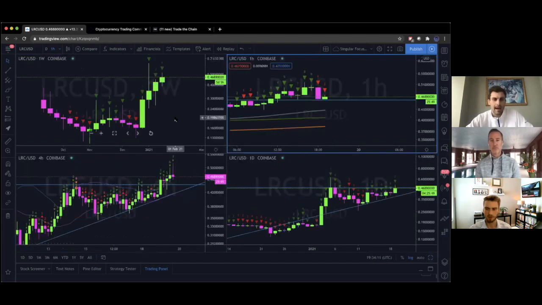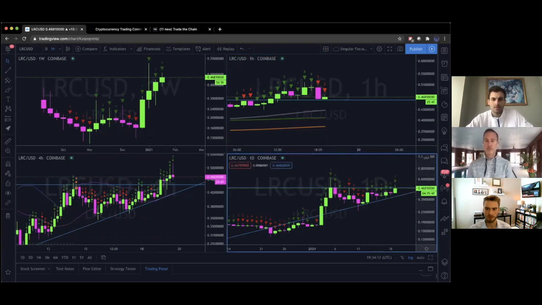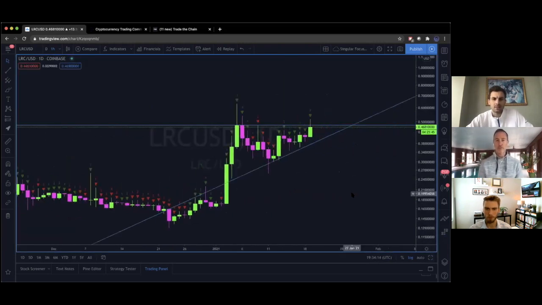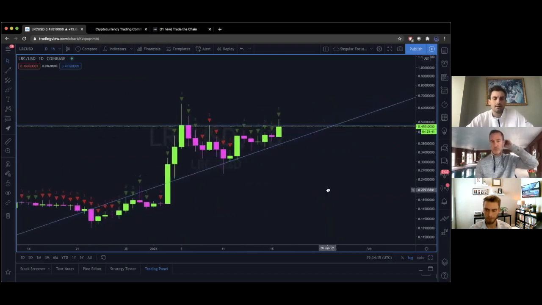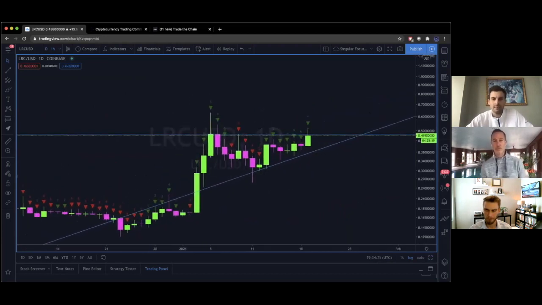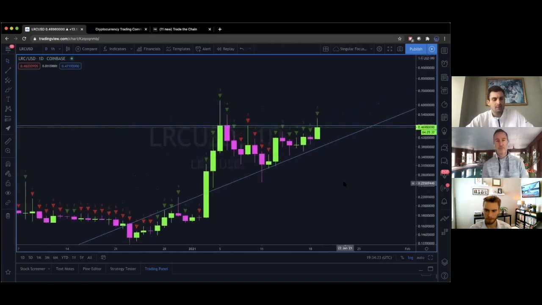Now, if we look at some longer time frames, on the daily time frame you can see we have an ascending triangle forming here. If you have not heard what an ascending triangle is before, essentially it is a series of higher lows that are rejected by one resistance level. In this case, the resistance level would be about 47 cents.